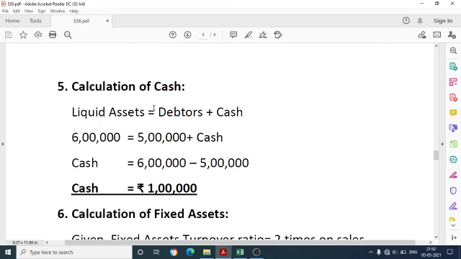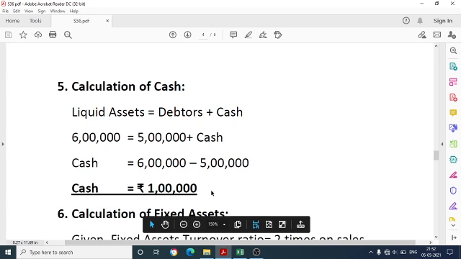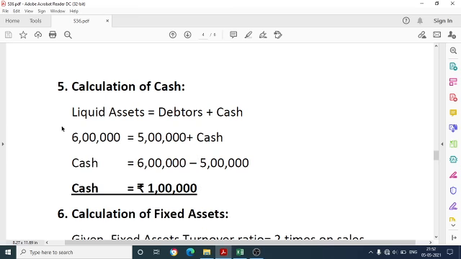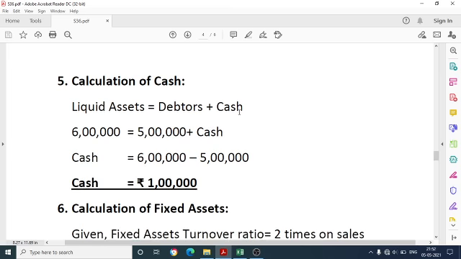You can use liquid assets or current assets. Liquid asset is equal to debtors plus cash, because stock does not come here. Liquid asset is 6 lakh, debtors is 5 lakh, already we calculated. So the difference figure, 6 lakh minus 5 lakh, is 1 lakh. This calculation can be made in an alternative way: current asset is equal to debtors plus stock plus cash, like that you can also use.